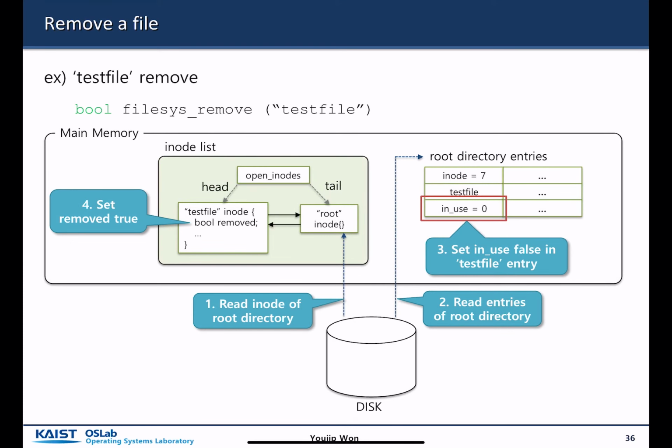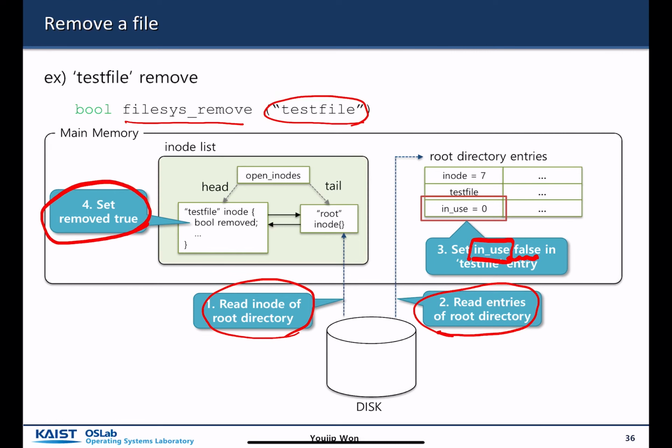This is the example of removing the test file. So we call filesys_remove with the test file. Okay. Then it reads the inode of the root directory, and then it scans the entries of the root directory, finds the associated file, and sets in-use as false. And for the inode, it sets the removed field to true.